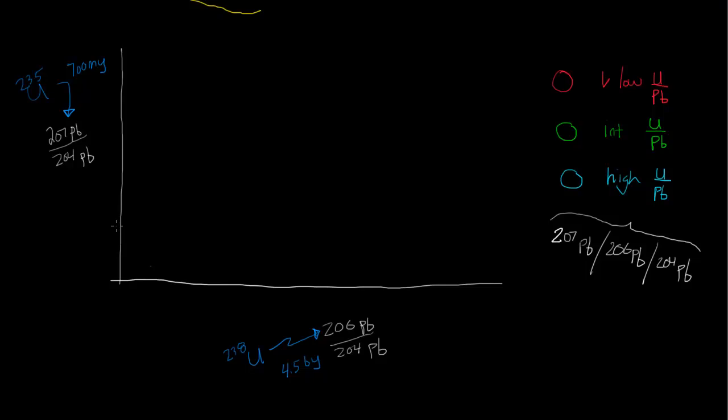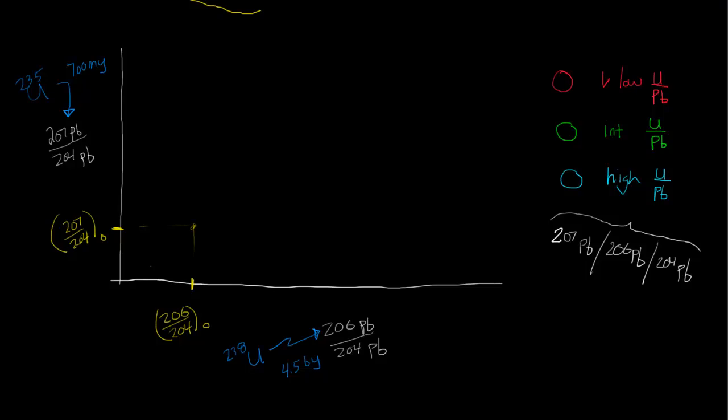So let's show how that works. First of all, let's define these initial concentrations right there. This here is going to be 207/204. Understood that that means lead initial. And over here, I'll call that the 206/204 initial concentration of lead. So all of these things are going to plot right at that point right there.